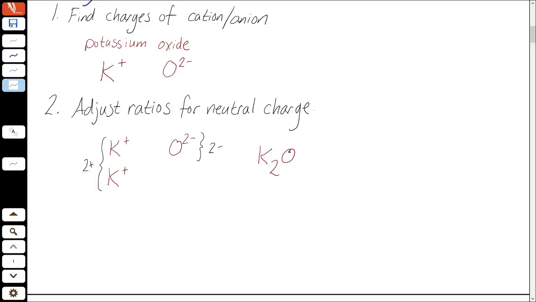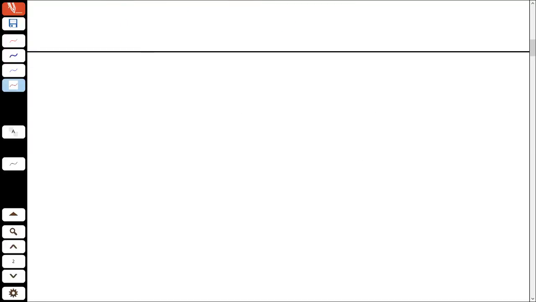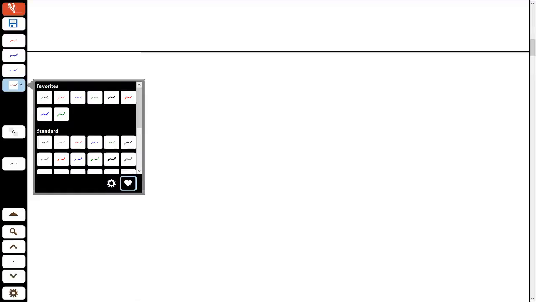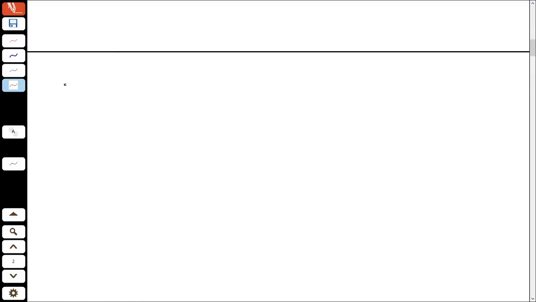All right. Good so far? Great. So let's try another one. You do this one. I'll give you 2 of them to do. See if you can find formulas for those 2 ionic compounds using that technique.